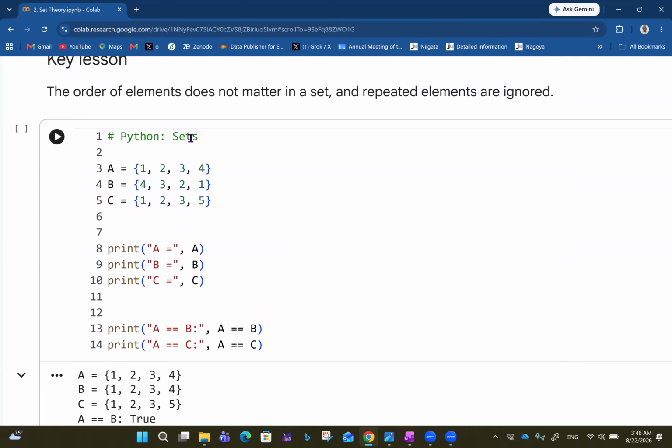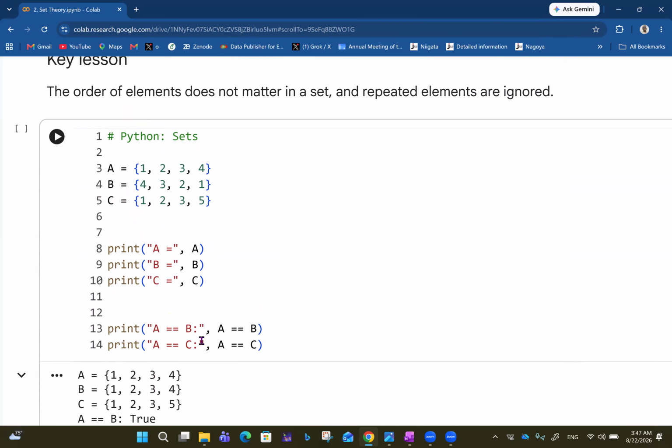So now we have Python, using Python to define a set. Imagine set A is 1, 2, 3, 4, 5, set B is 4, 3, 2, 1, and set C is 1, 2, 3, 5. So we print A, print B, and print C. If you print these now, Python arranges it for you. Then you also want to print this logical statement.